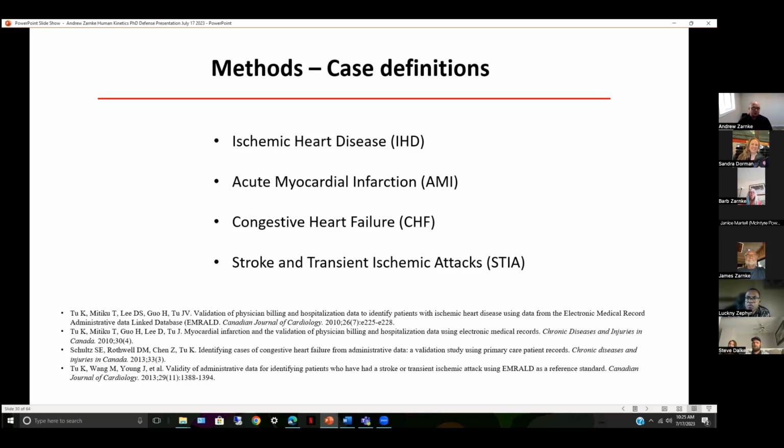And I put the references here simply because I wanted to show that these were all previously published and validated case definitions, which was really great for the feasibility of this study. It allowed us to know all the parameters and different factors involved with the sensitivity and the probability of detecting a case or not detecting a case.